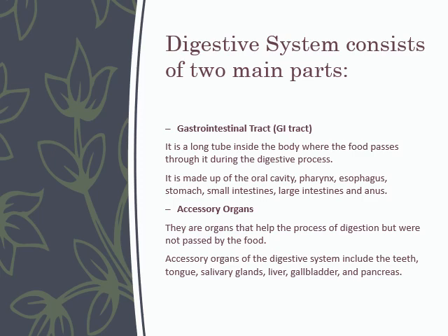While accessory organs are organs that help the process of digestion but are not passed by the food. Accessory organs of the digestive system include the teeth, tongue, salivary glands, liver, gallbladder, and pancreas.